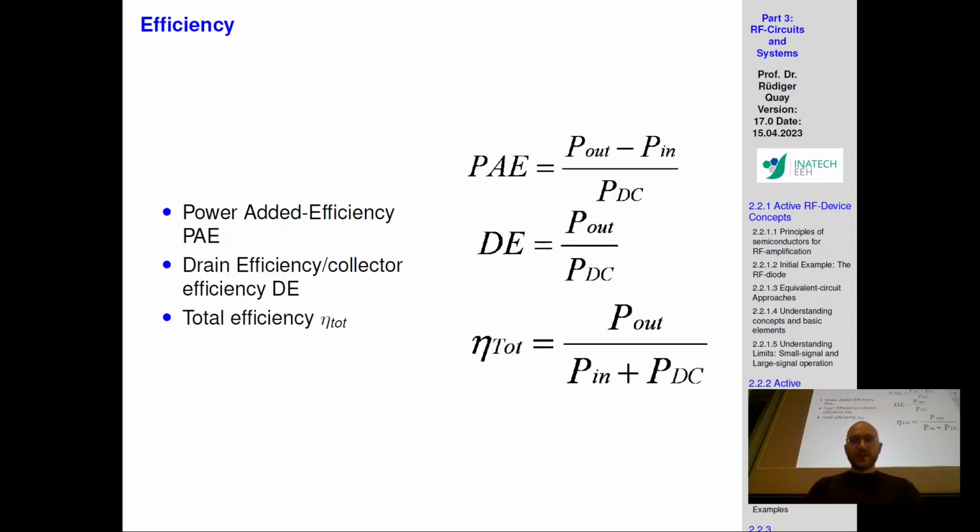cheating in a way if you just take the drain efficiency, because you have to consider the input power that you drove in, and you have to consider the DC power that you spent to drive this device. The total efficiency is then defined over the P output over the P input plus the DC power. So there are different ways of defining efficiency. The primary way which we use in amplifier design is the PAE, the power added efficiency. But all these three are good to know for the exam.